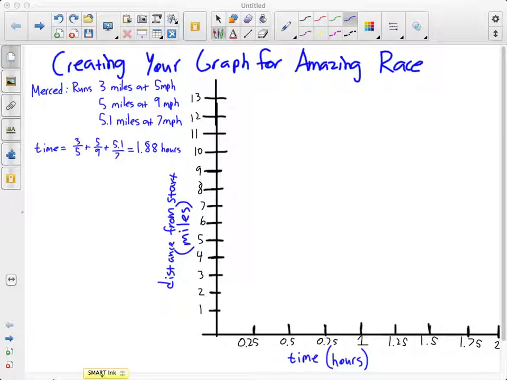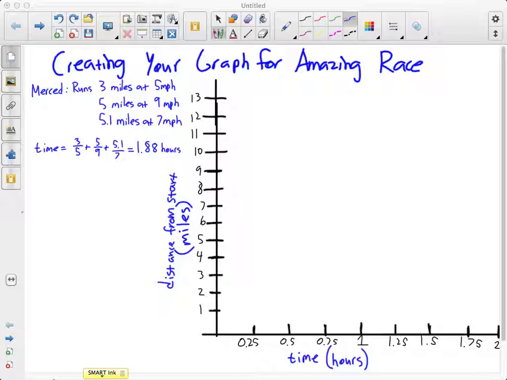So this video is going to help you find the graph for your amazing race problem. When we make this graph, it's going to be a time versus distance graph. On the x-axis I have the time that it's taking me to run, and on the y-axis I have the distance from the starting line in miles.